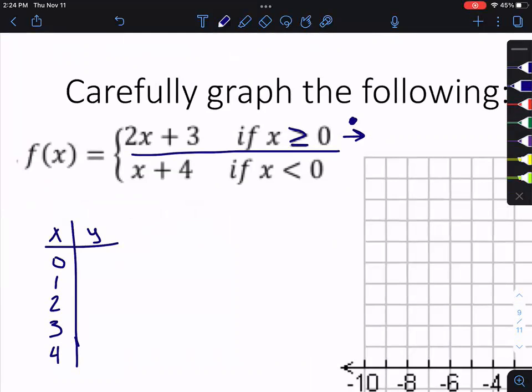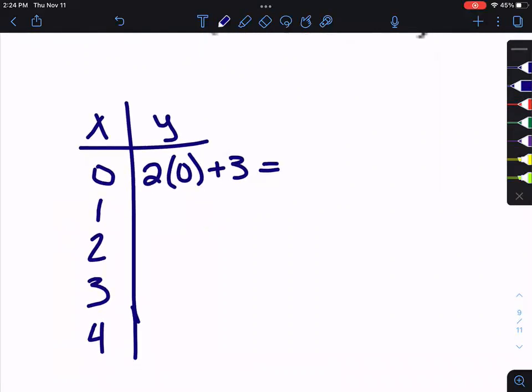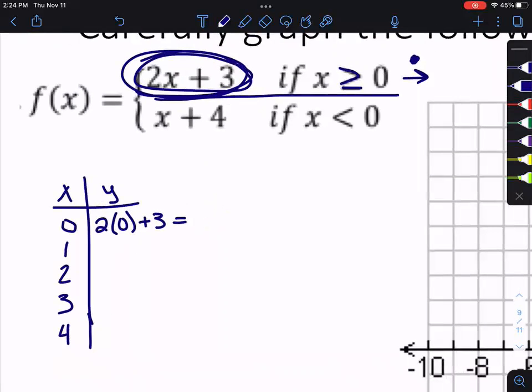And then we're just going to plug these 5 numbers into this right here. So we're going to plug 0 into 2x plus 3. If I do that, I'm going to have 2 times 0 plus 3. We're going to do the same thing because remember, we're following that same constraint all the way down because all the numbers we're plugging in are to the right of 0. So we're going to plug in 1, 2, 3, and 4 using that same equation.